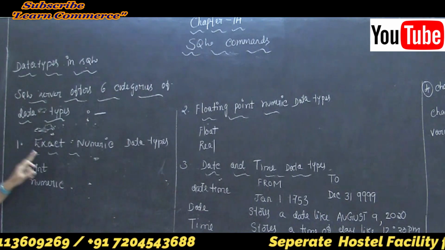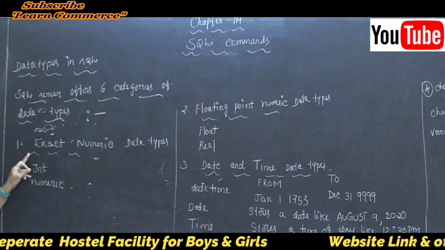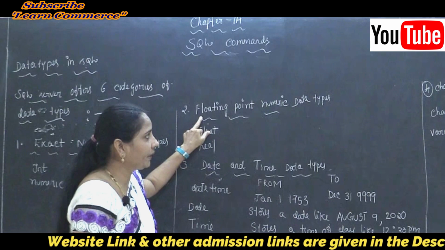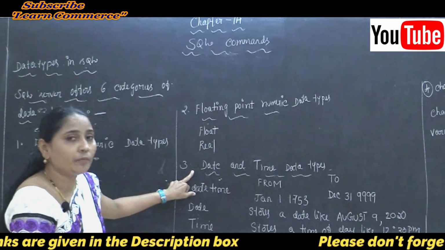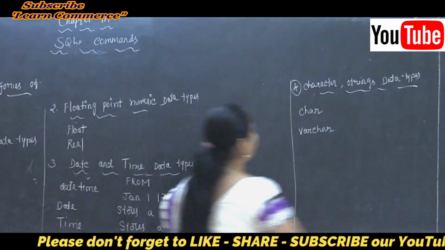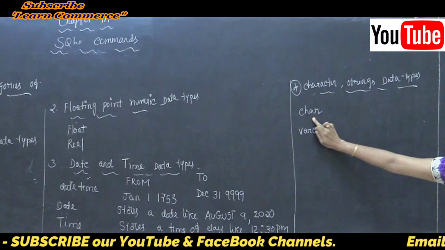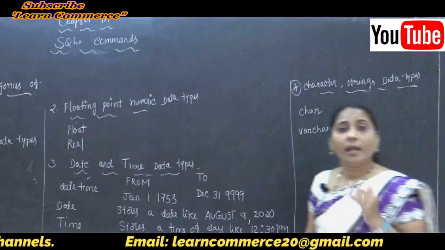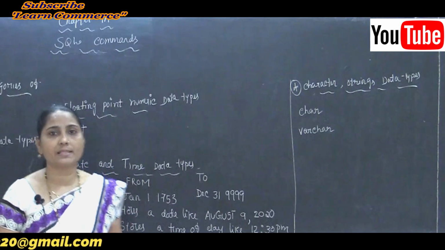The exact numeric data types contain int and numeric. The floating point numeric data types are float and real. The date and time data types are used to enter the date as well as the time. The character and string data types are used why? To enter one character using the data type char, and to enter a group of characters, using the data type called varchar.